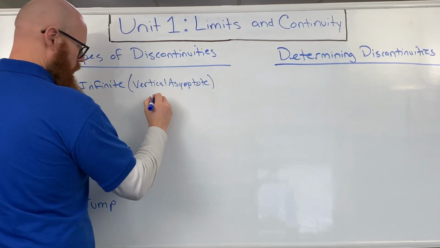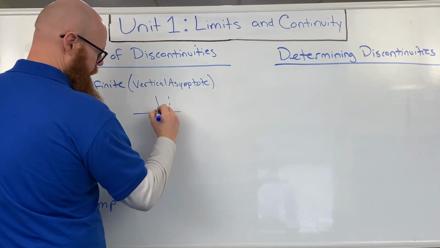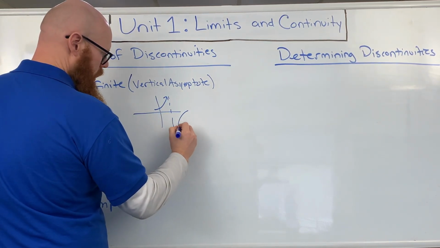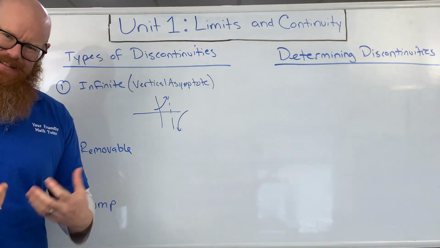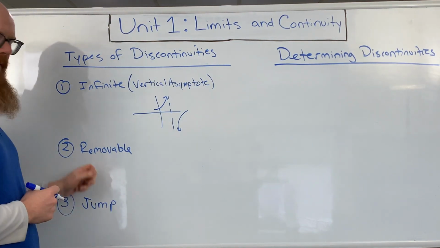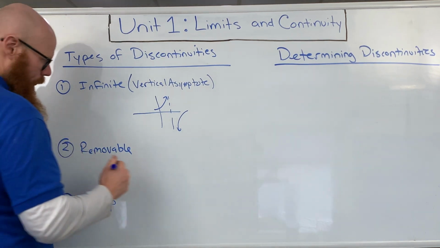So this would be an example. You've got a vertical asymptote in a graph. Whatever value that's at, we would say that there is an infinite discontinuity. Then the next type is a removable.